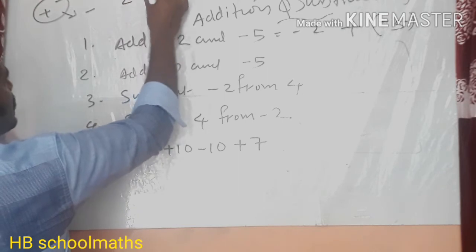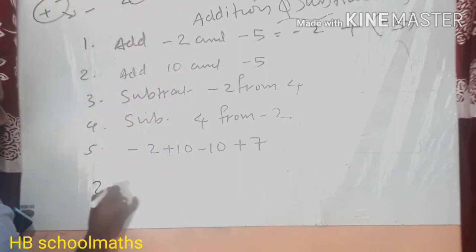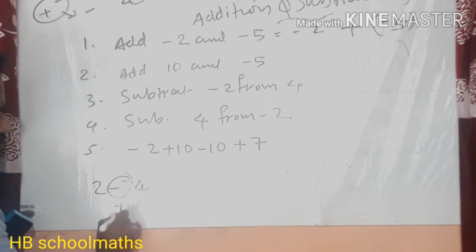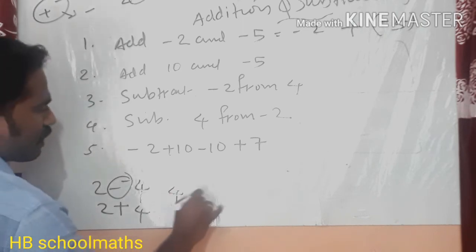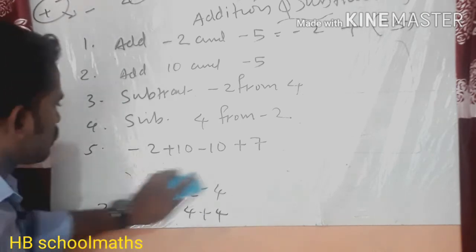Suppose 2 minus -4. See, two negative signs are near, right here, 2 minus -4. So two negative signs near, that automatically you should change, and in the next step you must write 2 plus 4. And 4 minus -4, it is 4 plus 4, you must write, the answer is 8. Like that you must write.